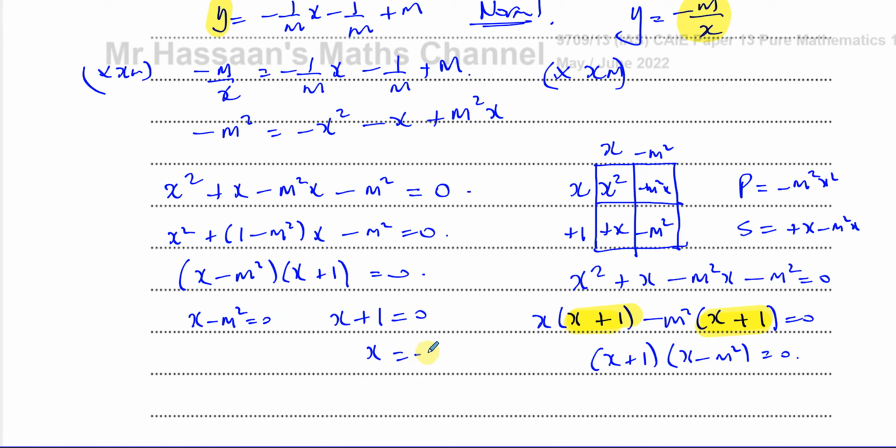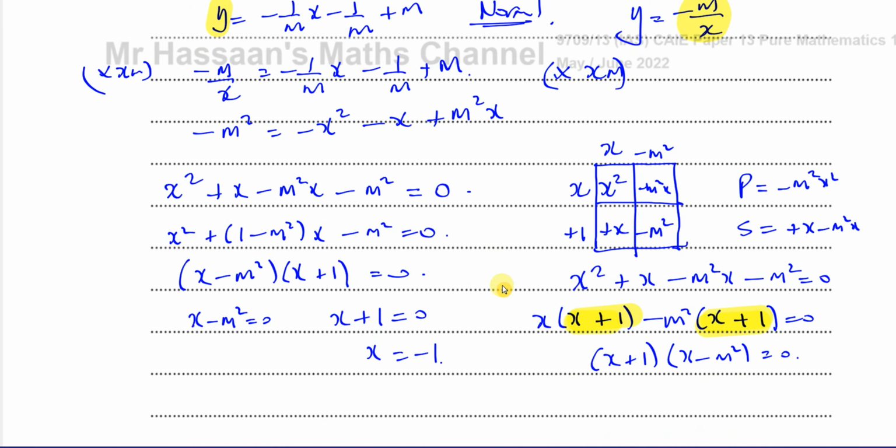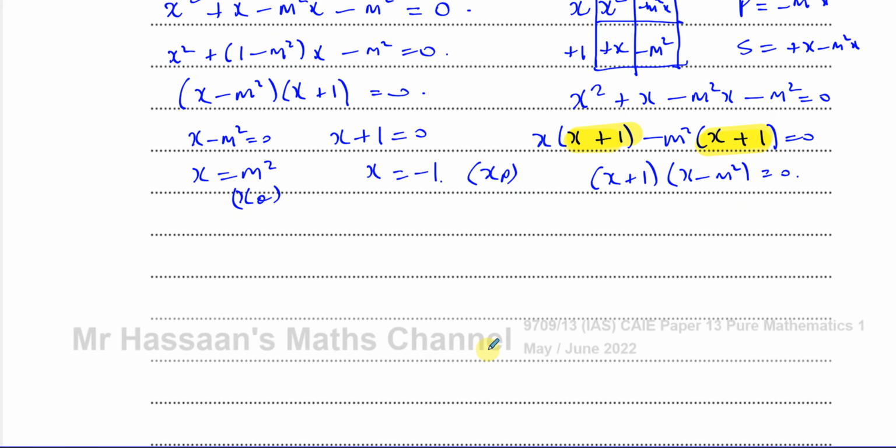Now this is the place where we know the normal intersects the curve already. We already know that point. This is the x coordinate of P, which we already know. So therefore, this must be the x coordinate of Q. The x coordinate of Q must be m². So Q has the x coordinate of m².